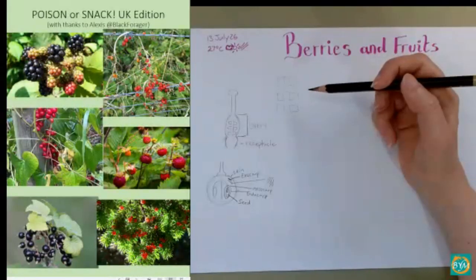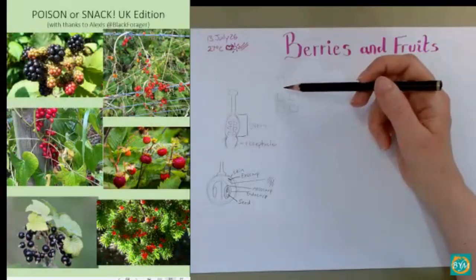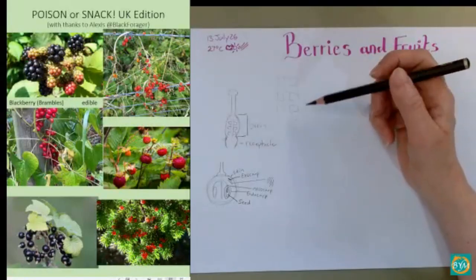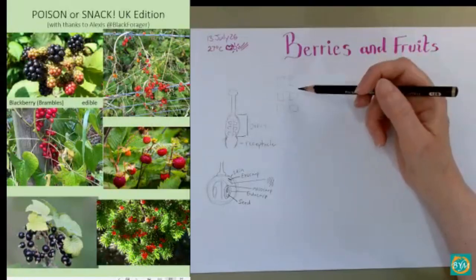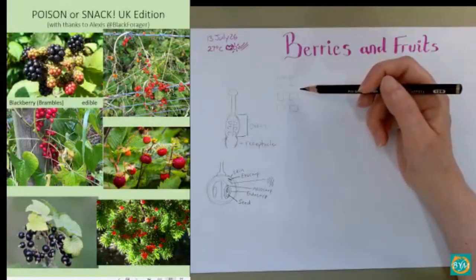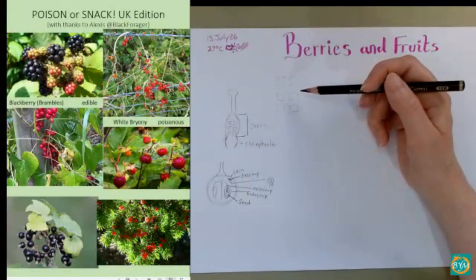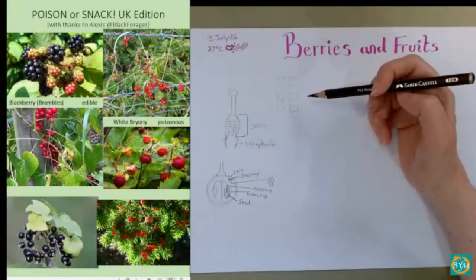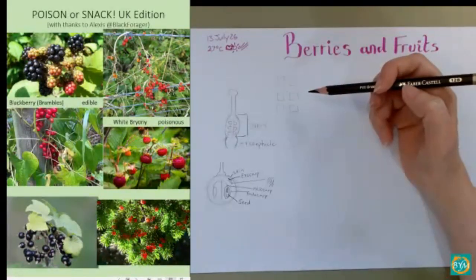Okay, I think the top left is pretty obvious. This is the blackberry or the bramble, and it is edible and very delicious. What do you think about the next one along? So this is white bryony, and it is a poisonous plant. The leaves are poisonous, the roots are extremely poisonous, and the berries not good either. So again, another one to be wary of.